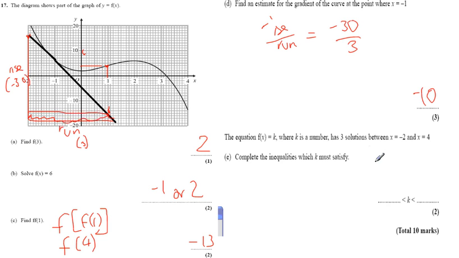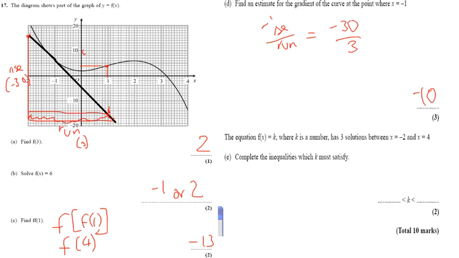Then we get to this last question. The equation f of x equals k, where k is a number, has three solutions between x equals minus 2 and x equals 4. So f of x equals k has three solutions between negative 2 and 4. I'm actually going to have to think about this one for a bit.